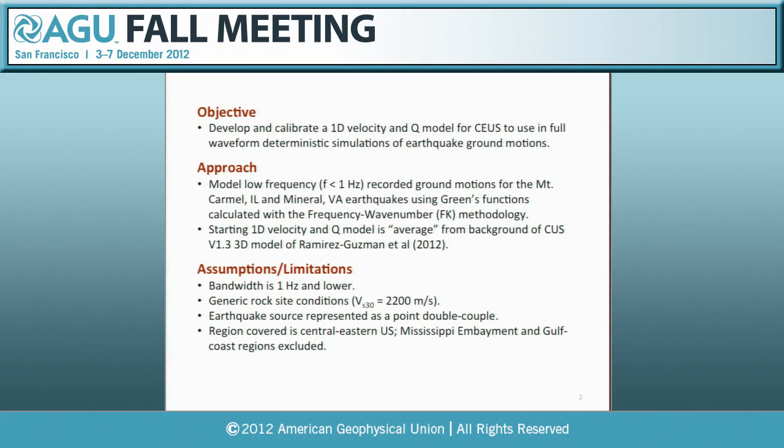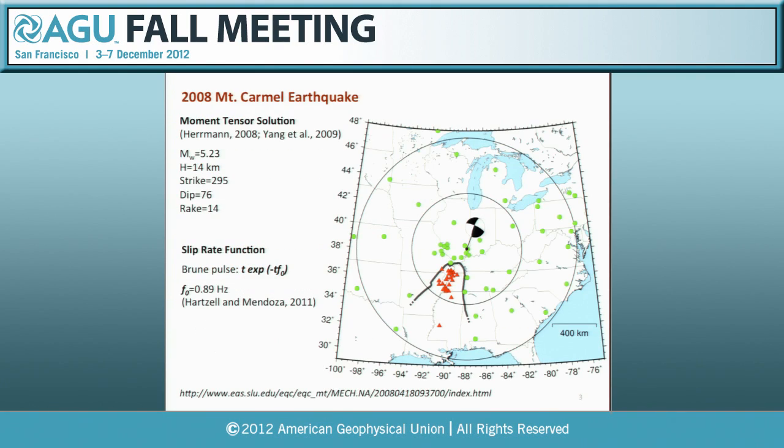Now, the assumptions and limitations: the bandwidth here is 1 hertz and lower. We're looking at generic rock site conditions, surface velocity 2,200 meters per second. The earthquakes in the modeling are simple point sources. In the central and eastern U.S. region, the Mississippi embayment and Gulf Coast regions are not appropriate for this 1D model. Okay, so let's start with Mount Carmel, 2008.